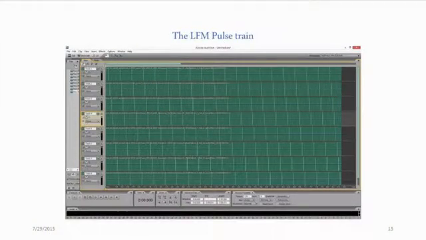So taking a look at the implemented pulse train that we are pulsing out. Thank you. Does it work? It kind of does. You'll see the results. Thank you. I can't wait for the answer. Thank you.